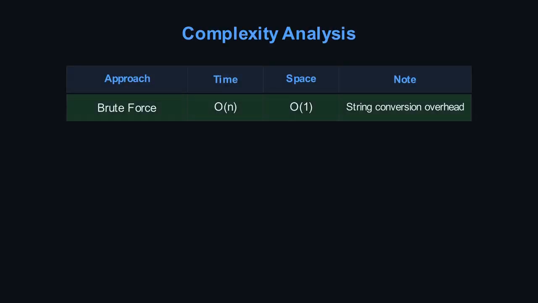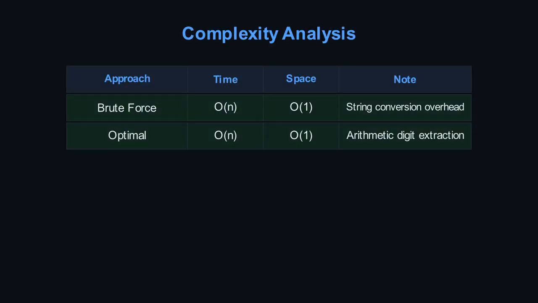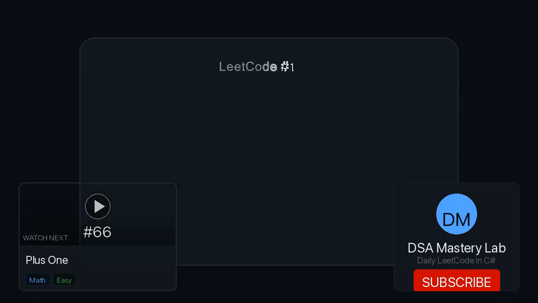This optimized approach has a time complexity of O(n), where n is the number of elements in the array. The space complexity is O(1), as we only use a few constant variables. Try the next problem, same digit manipulation pattern.